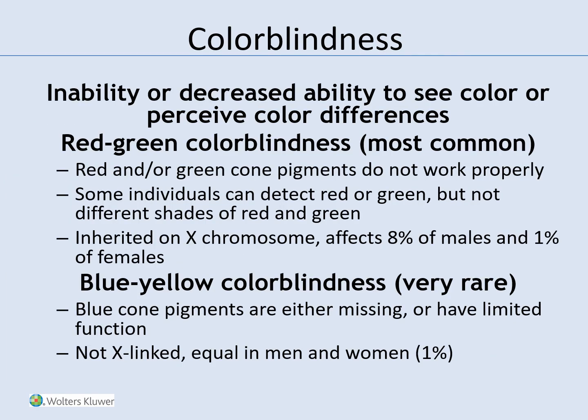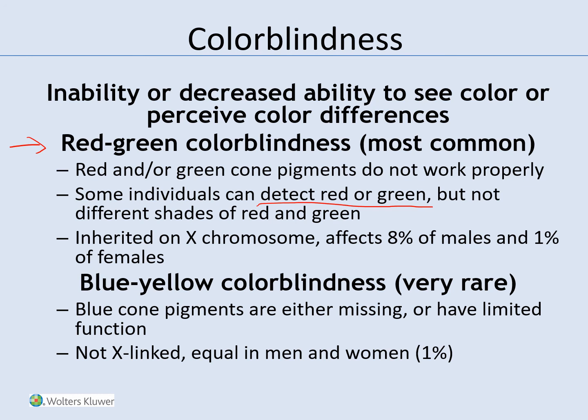Color blindness is any inability or decreased ability to see color or to perceive differences in color. There are two common types. The most common, what you usually think of when you think of color blindness, is red-green color blindness. And in this case, either the red or the green cone pigments, or both of them, weren't made or they don't work properly. Sometimes with this, you'll see patients who can detect the difference between red and green, but they can't pick up on different shades of red and green. If you put 12 green things next to each other, they would all look the same color.